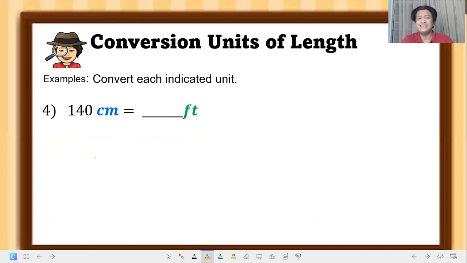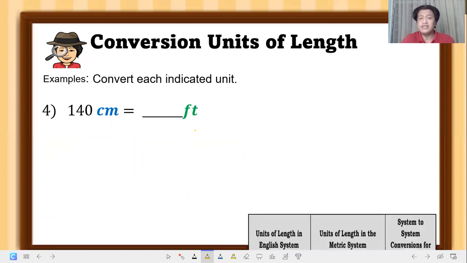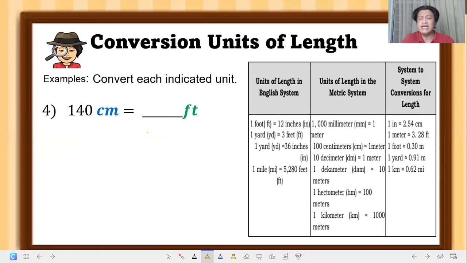Okay, so let's have number 4. I have here 140 centimeter is equal to how many feet? Okay, so kung titignan natin dyan, di ba, ano kaya yung aking gagamitin na conversion factor? So from centimeter kasi, remember this is metric going to English, no? So we are going to use 2 conversion factor kasi hindi siya pwede i-diretso. But take note, yung unang gagamitin mo, kailangan yung may unit niya ay centimeter. Going to feet kasi tayo.